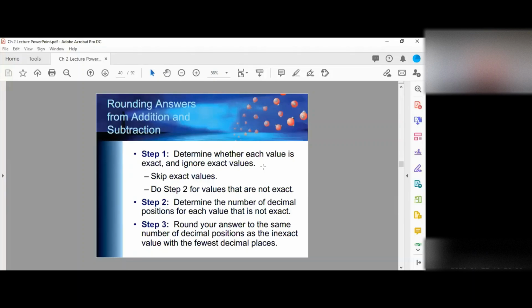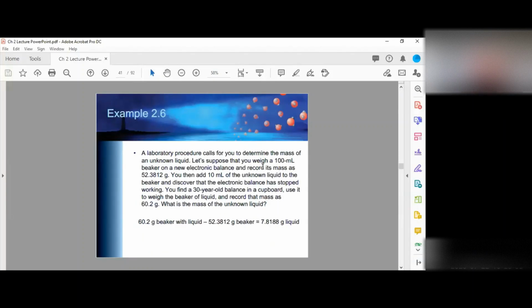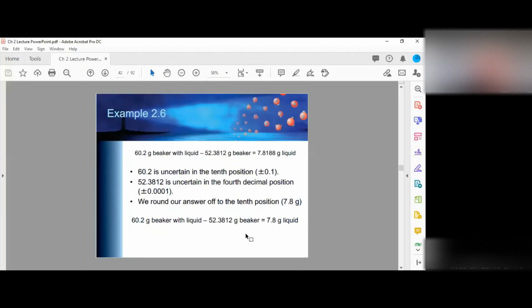Addition and subtraction, the rule is a little different. And let's take an example. I have a 6.2 gram beaker with liquid, and I'm trying to figure out how much liquid is in there. So when I do the 6.2 minus 52.3812, when I do this on my calculator, I'm going to get an answer that is 7.8188 gram liquid. What is the correct number that I need to report though?